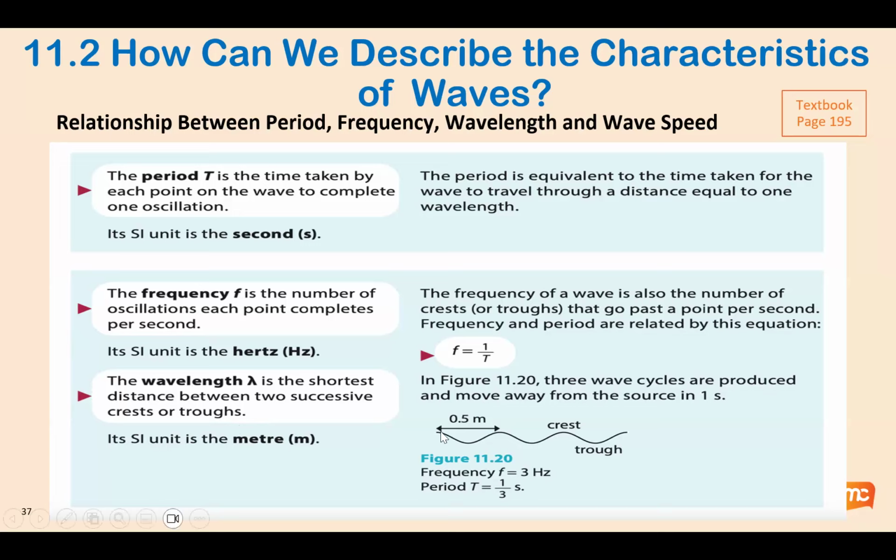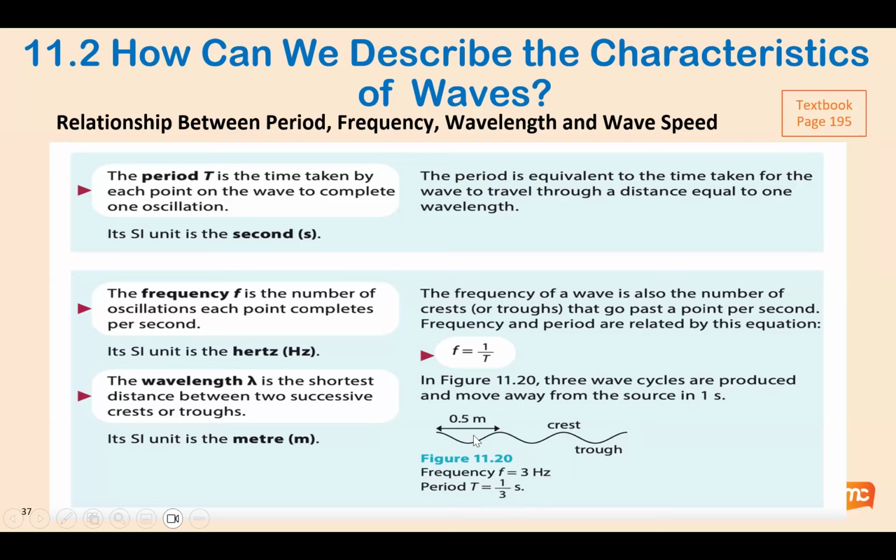Okay, so you can take a look at this diagram. I have 3 waves. I start from the crest, so crest to crest, 1 wave, 2 waves, 3 waves. I have 3 waves over here, and these 3 waves are produced in 1 second. So my frequency is the number of waves in 1 second. My frequency is 3 hertz, and then my period will be 1 over f, so it's 1 over 3 seconds.